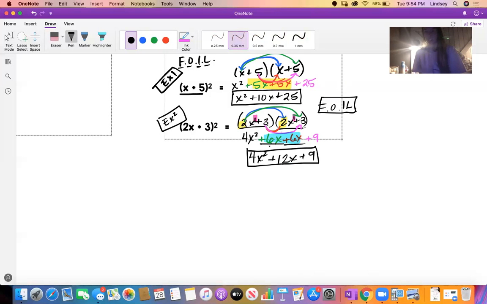Again, we're not actually solving for x. We can't solve for x when we have two different terms, okay? They would have to tell us that x equals 2 or something.